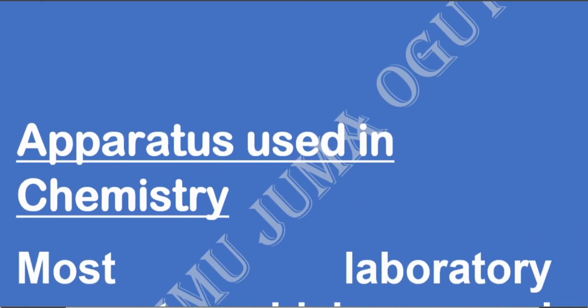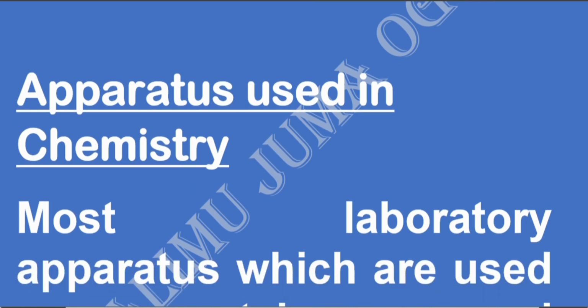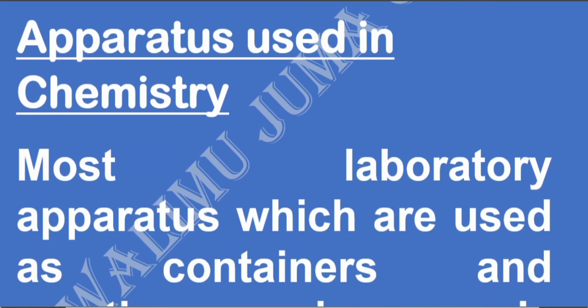So, after having tackled the introduction part of chemistry, now let's look at apparatus used in chemistry. Remember, we say that chemistry deals with experiment, and in experiment, we are using apparatus to carry out an experiment.